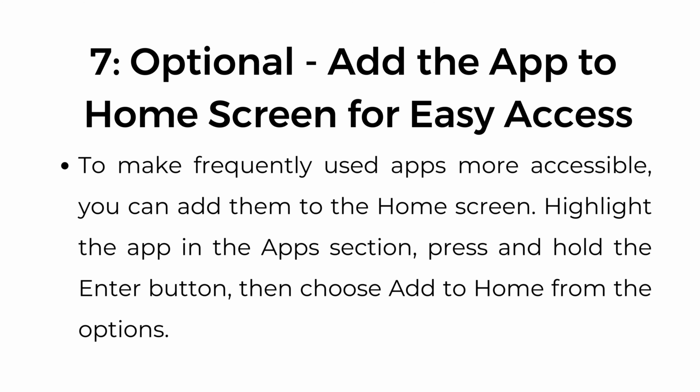Step number 7. This is optional. Add the app to home screen for easy access. To make frequently used apps more accessible, you can add them to the home screen. Highlight the app in the Apps section, press and hold the Enter button, then choose Add to Home from the options.